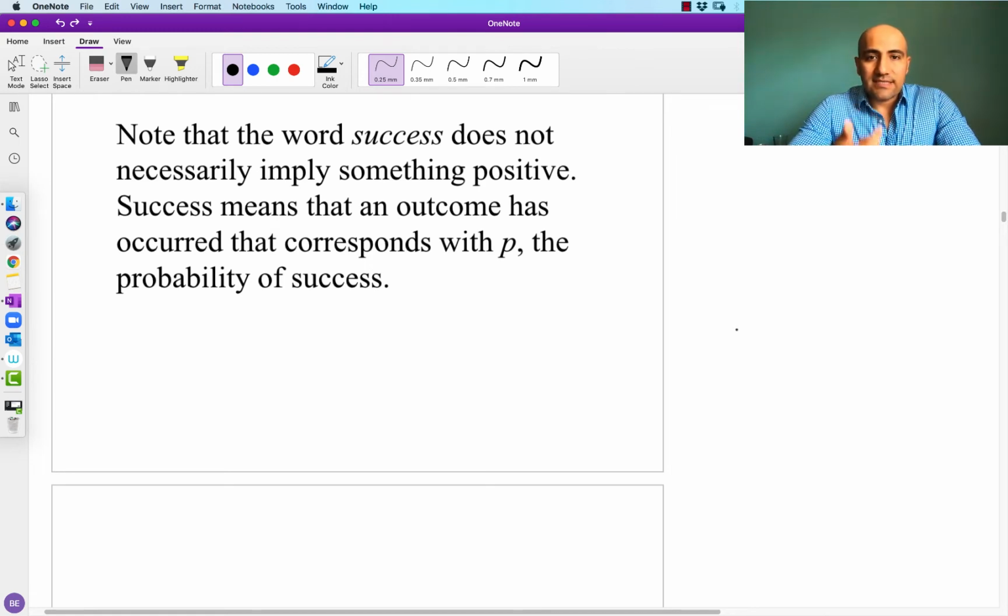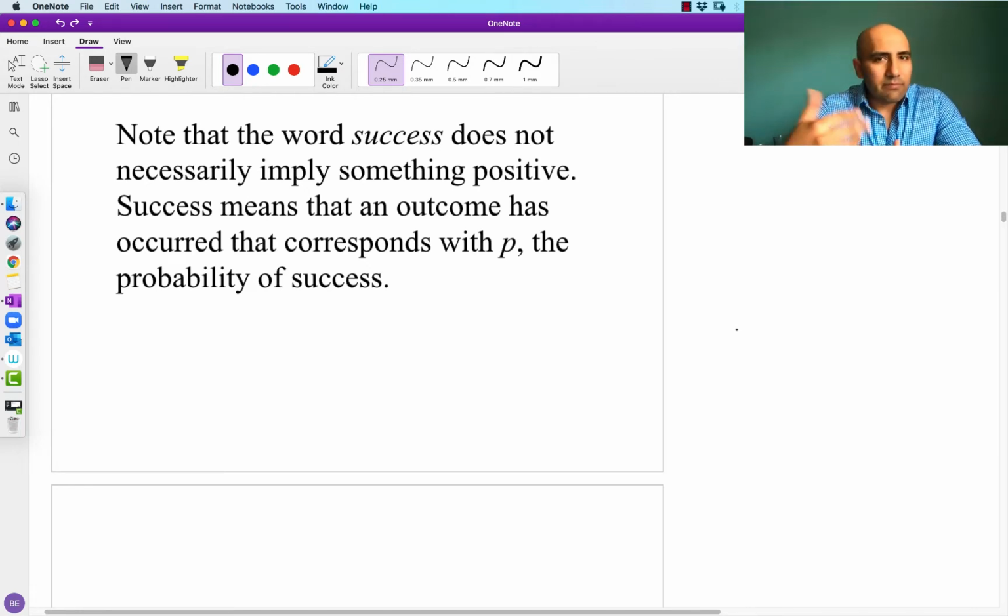The word success does not necessarily imply that something is positive. Success means that an outcome has occurred that corresponds with the probability P, the probability of success. That's all that means. It's in an experiment, it's the thing we're looking for. And sometimes it is a success, like when you're shooting free throws, if you make it, we call that a success. Okay. So it's the thing we're counting.